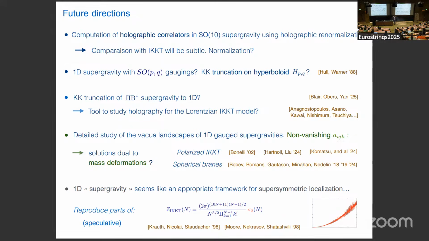And then finally, this is extremely speculative, a bit of wishful thinking. I think this one-dimensional supergravity seems like an appropriate framework to use supersymmetric localization and perhaps obtain certain exact results. I'd be very curious to do a one-loop determinant computation using this one-dimensional theory and to see whether it reproduces certain features of the results of Moore, Nekrasov, and Shatashvili, who applied supersymmetric localization to IKKT and derived the partition function exactly. Thank you very much.